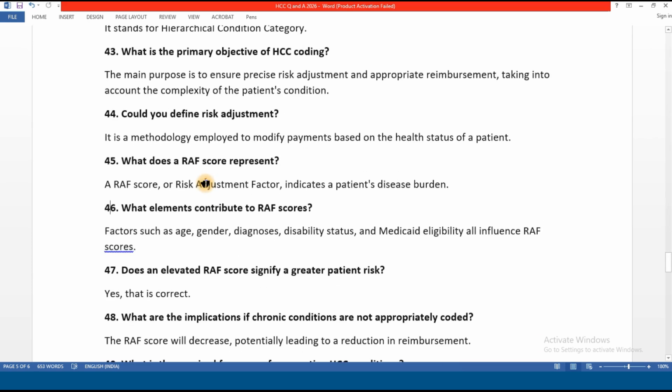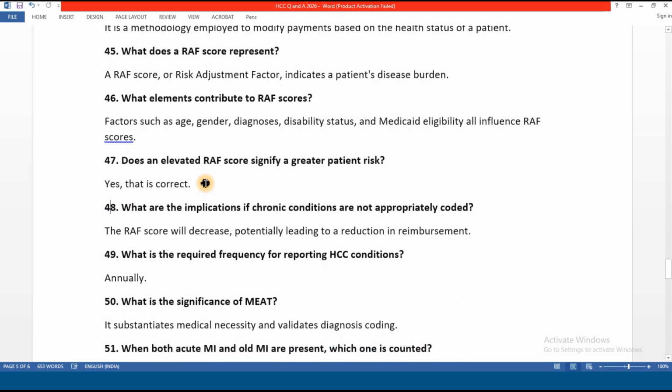Okay. What elements contribute to RAF scores? As we have discussed previously, age, gender, diagnosis, disability status and Medicaid eligibility all influence RAF scores. Does an elevated RAF score indicate greater patient risk? Of course, correct. Yes. What are the implications of a chronic condition not being appropriately coded? The RAF score will decrease, potentially leading to a reduction in reimbursement. What is the required frequency for reporting HCC conditions? As we have discussed, it is annual.